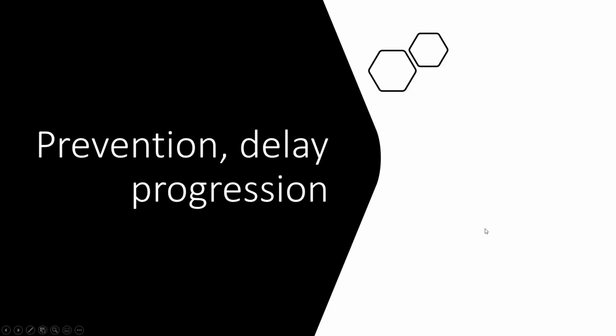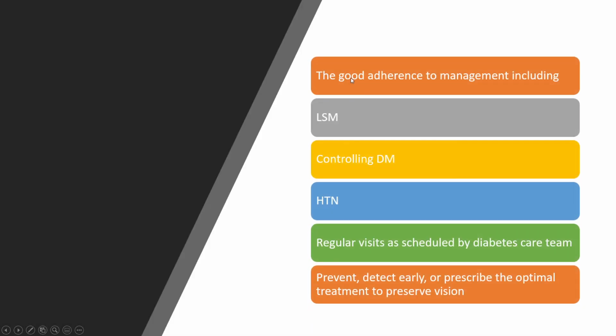How to prevent or delay the progression? The main things are good adherence to management, applying an appropriate lifestyle, controlling the diabetes, controlling the hypertension, and committing to regular visits especially scheduled by the diabetic team, including the early screening and the ophthalmologist referral. This could prevent, detect early, or delay, or even preserve vision in late stages once detected early enough. Thank you.